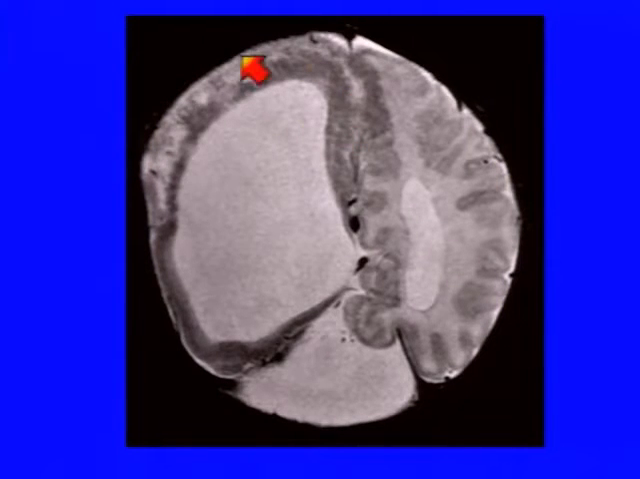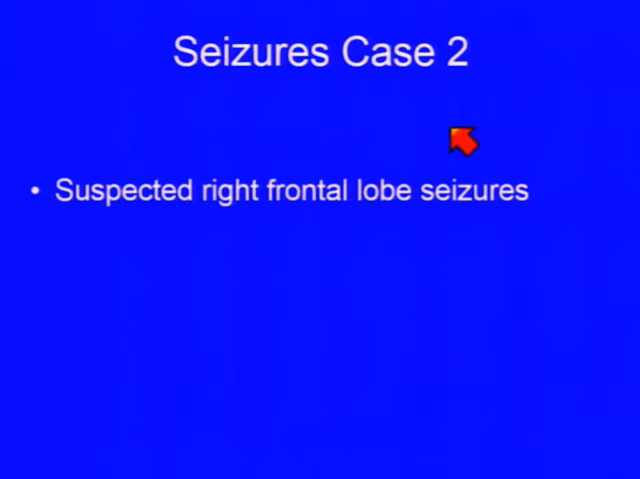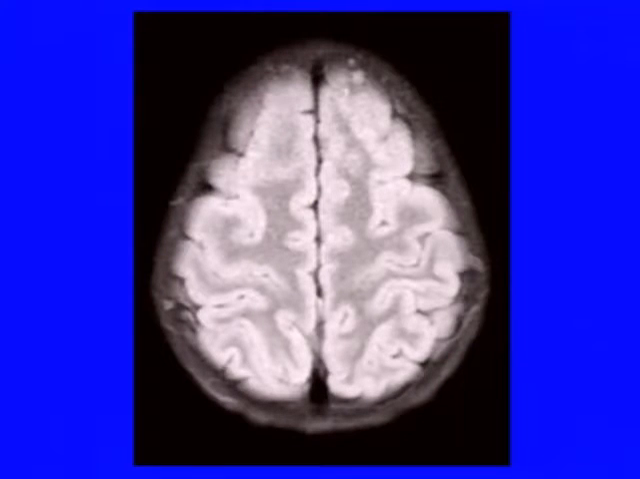And again, this is the same patient. We see areas of cortical dysplasia in the right cerebral hemisphere posteriorly, and also on the left side in a parasagittal area. A different case, case number 2, suspected right frontal seizures, similar clinical history, and then these are the cases that are more problematic.